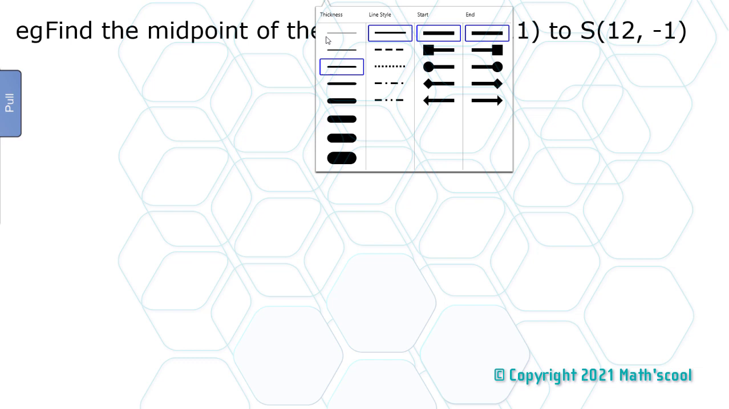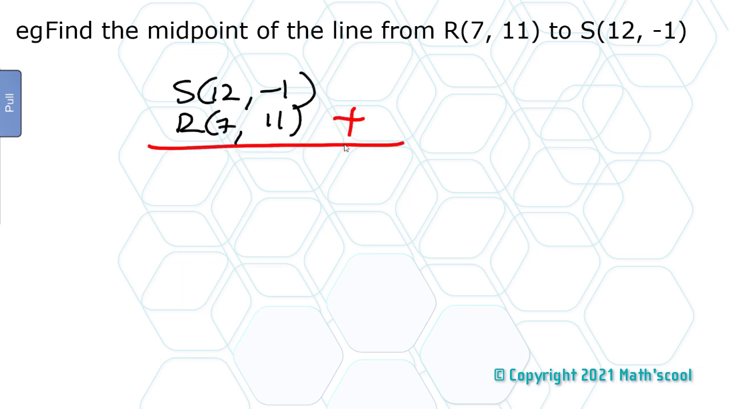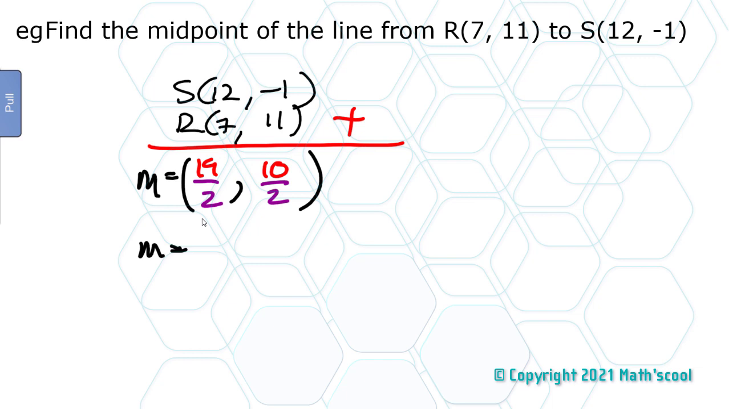Same thing again. S is 12, minus 1. R is 7, 11. We're going to add them. And so that's going to give us 19 and 10. And we're going to divide by 2. And then that's going to be called our midpoint. And so our midpoint, you could leave that as 19 over 2, or you can write it as 9.5, 5.